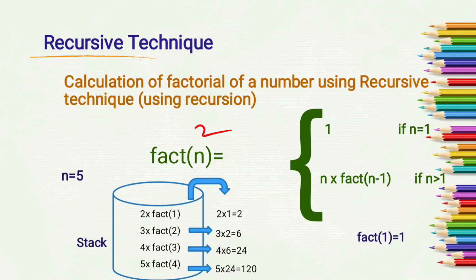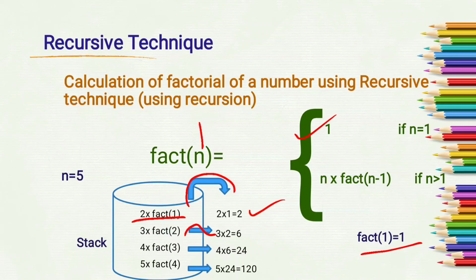Now the value of n is 2, so it is 2 into factorial of 1, which is also not completed, so it is also pushed into the stack by the compiler. Now the value of n is 1, as from this condition we get the factorial of 1 is 1. So what will the compiler do now? It will pop the first expression, 2 into factorial 1, from the stack and calculate the result, which is 2 into 1 is 2. Now it gets the value of factorial 2, which will be substituted in this expression.